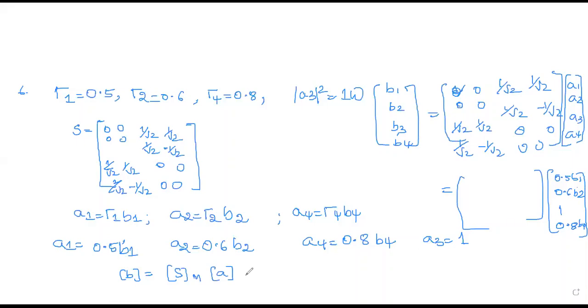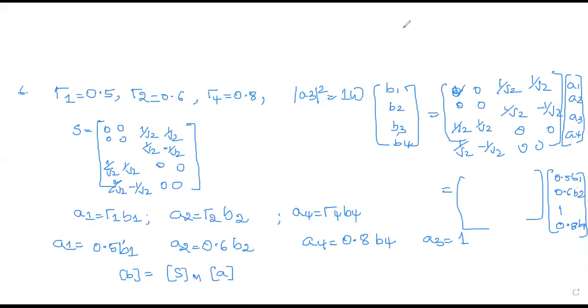First write down the S matrix. Write down the relation of A1 with respect to reflection coefficient. Then write down what is A2, then A4. Substitute the values of reflection coefficients. Write the matrix in terms of the equation of B is equal to S into A. Split it and write it along with S matrix and A, along with the B matrix.